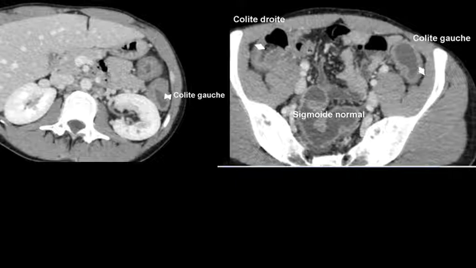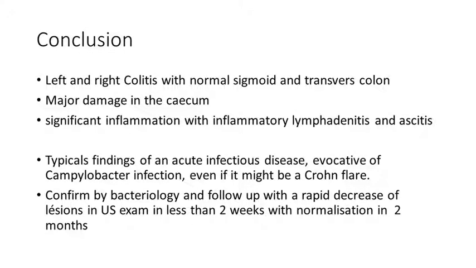Then the conclusion is that you have in the ultrasound left and right colitis with normal sigmoid and transverse colon. You see that the measured images in the cecum show a very high inflammation with inflammatory lymphadenitis and ascites. These are typical findings of an acute infectious disease. The more specific one is Campylobacter infection, which is usually more aggressive to the right colon, but it can be a Crohn flare, and you have to make the distinction.